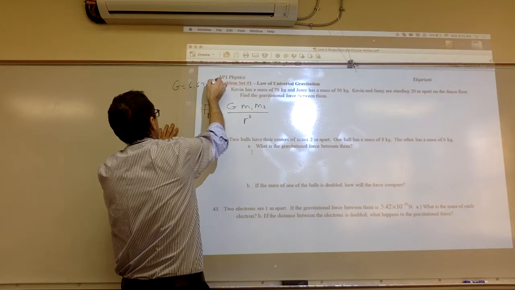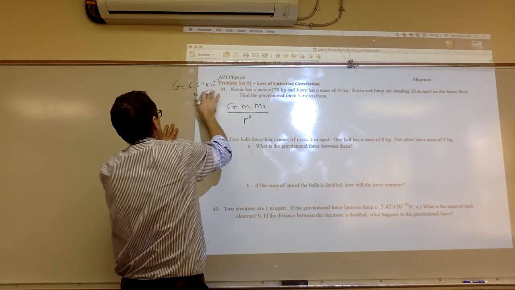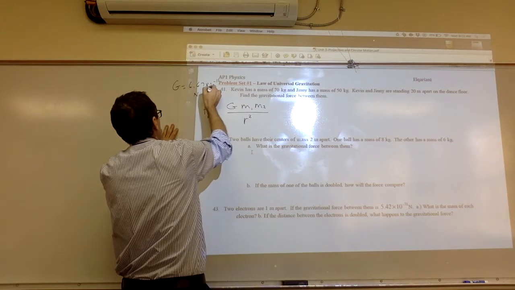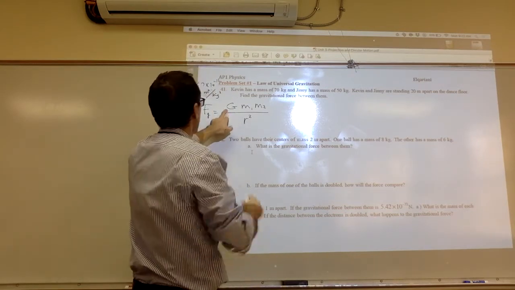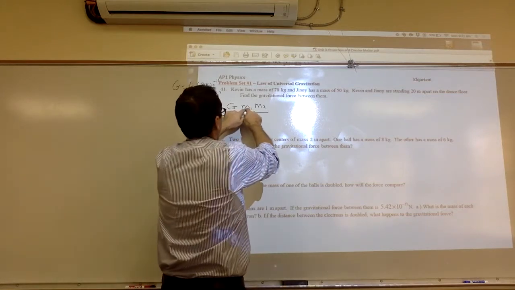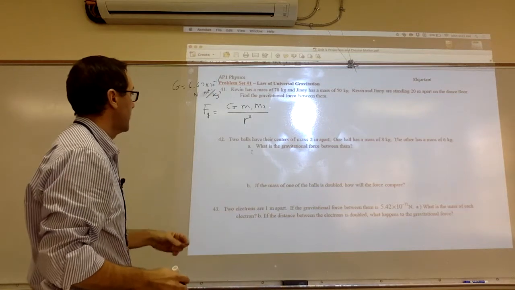So here you just put the constant, which is 6.67 times 10 to the negative 11 newtons meters squared per kilogram squared. Okay, you put that in there without the units, of course. Put the masses of Kevin, Jenny, and divide by 20 squared, and that's it.